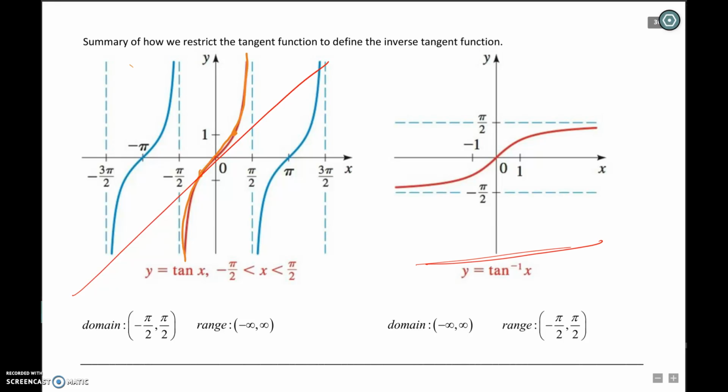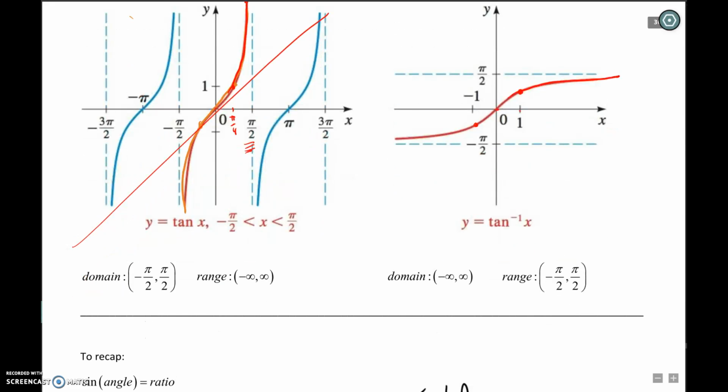Okay? 0, 0. Pi fourth, 1, and 1, pi fourth. This approaches a vertical asymptote, therefore the inverse is going to approach a horizontal asymptote. Same on the back side. So here we have vertical asymptotes at x equals pi halves. Here we're going to have horizontal asymptotes at y equals pi halves.